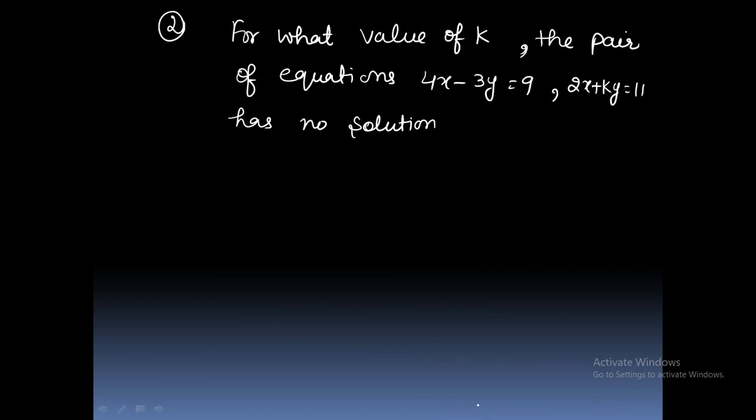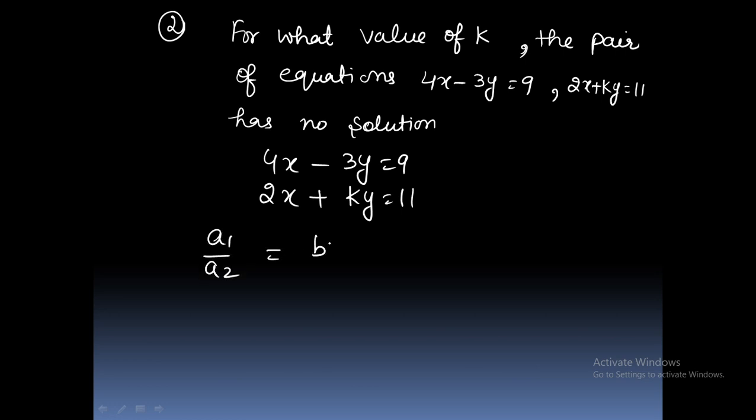Now the next question: for what value of k does the pair of equations 4x minus 3y is equal to 9, and second, 2x plus ky is equal to 11, have no solution? When we say there is no solution, then we write this formula: a1 over a2 is equal to b1 over b2 not equal to c1 over c2. This formula is used when there is no solution.